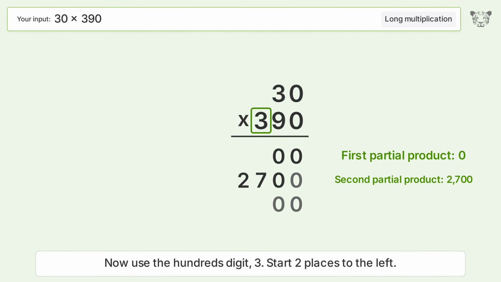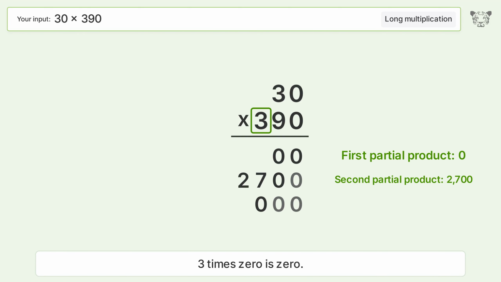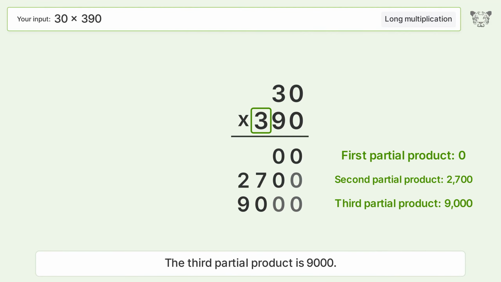Now use the hundreds digit, 3. Start two places to the left. 3 times 0 is 0. 3 times 3 is 9. The third partial product is 9,000.